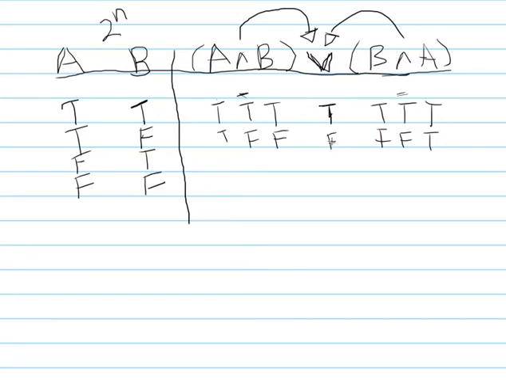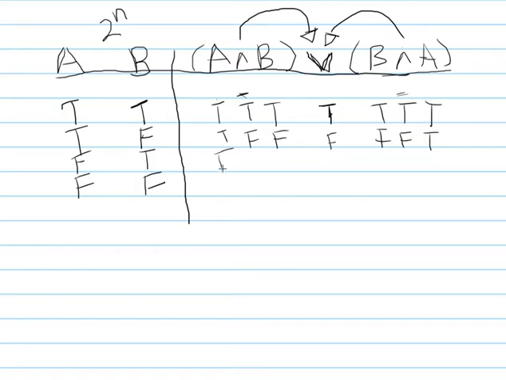So the reason why the disjunction is false here is because on this row, this entire conjunction is false, and this entire conjunction is false. And that's why we put false here. So these arrows are representing that when I'm filling in this column, I'm looking at what's under this conjunction and this conjunction.